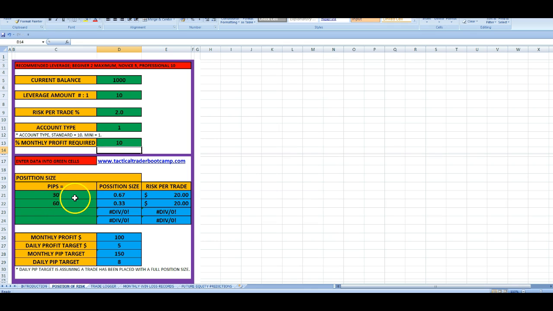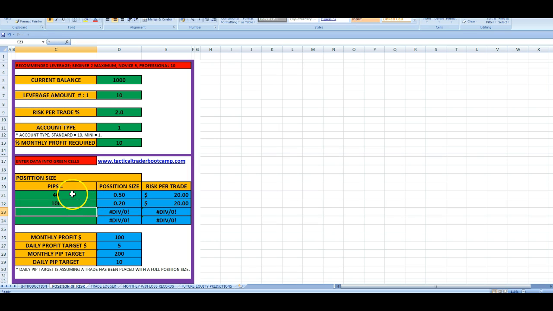Now, the position size comes from your current account balance, the risk per trade, and the amount of pips that you're actually risking on the system. That is defined by your trading strategy. Different strategies will have different requirements. If you're trading on a 1 hour chart, it might be 30 to 60 pips, but if you're trading a daily chart or a 4 hour chart, this is definitely going to increase. But the good thing is you can change the numbers, and the formulas built into the cells will work it out automatically for you.